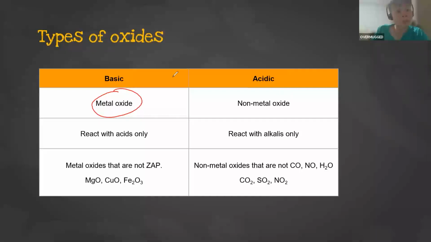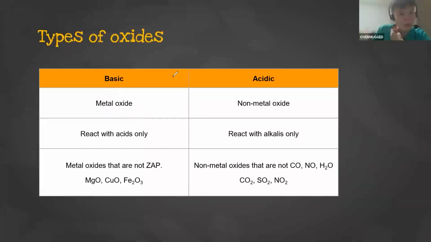Okay, what's next? How do you remember that basic oxide equals metal oxide? You have to practice the thought process. Unfortunately, there's no way around this. How to differentiate pH value and universal indicator? Okay, hold on to that.